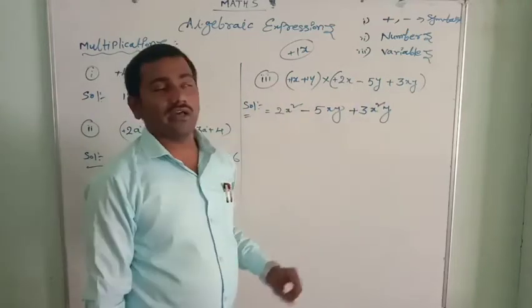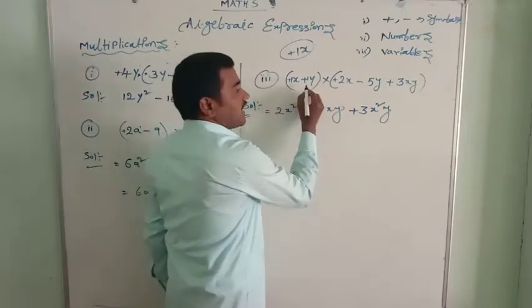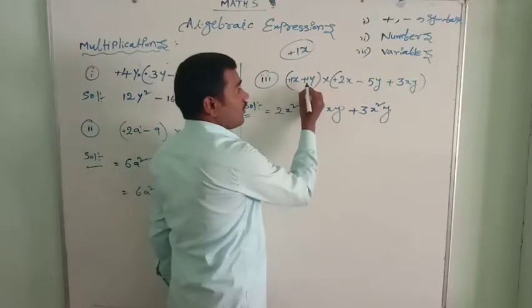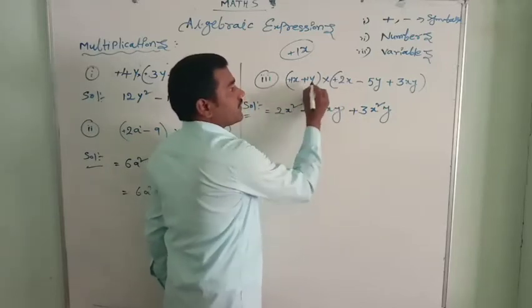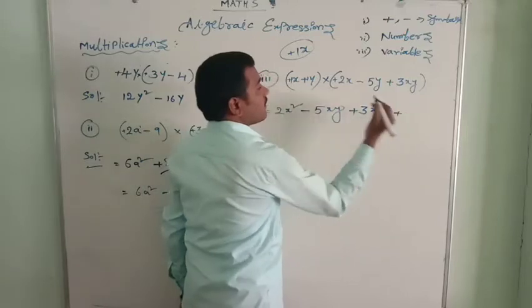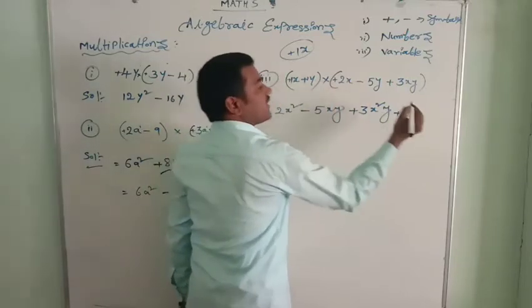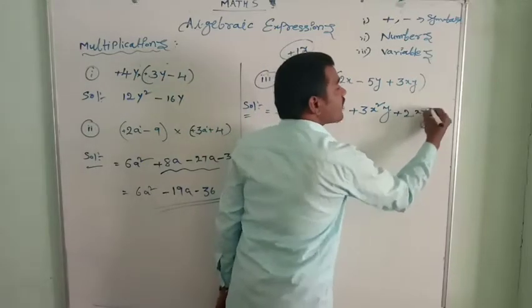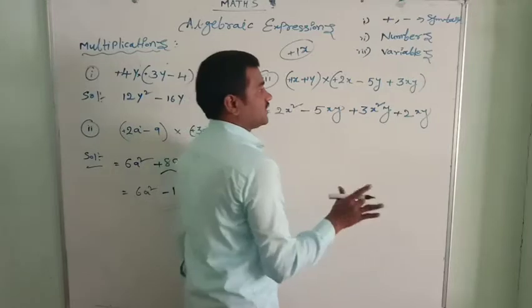Now we have to go with this plus 1y. Let us say the process again. Plus into plus is plus. I will write here. 1 into 2 is 2. Here y into x is yx or xy. However you can write, xy or yx. No problem. That is the multiplication solution.